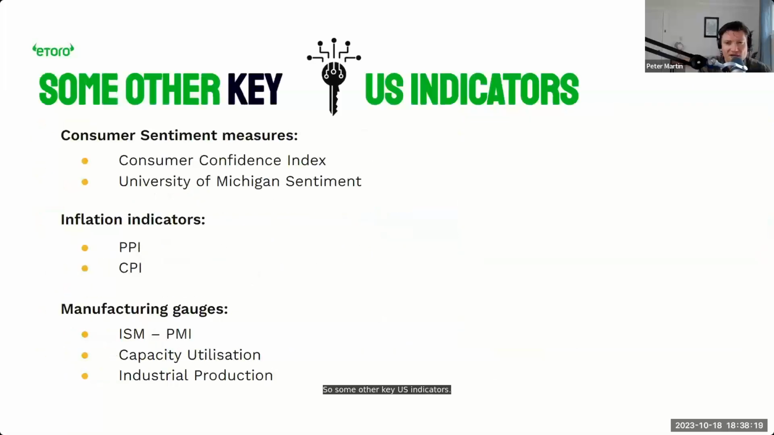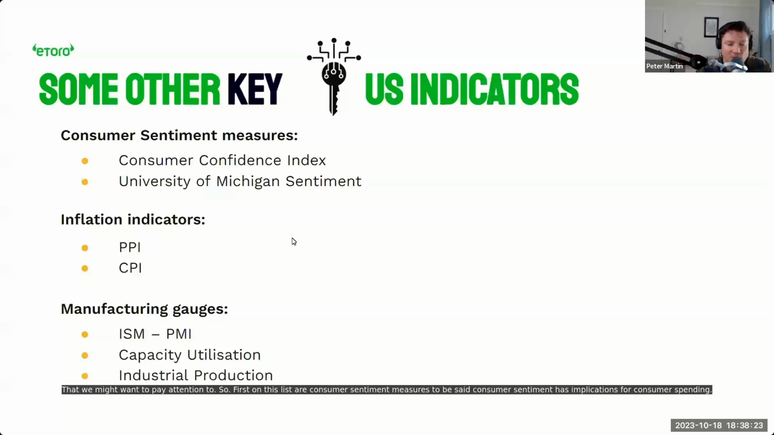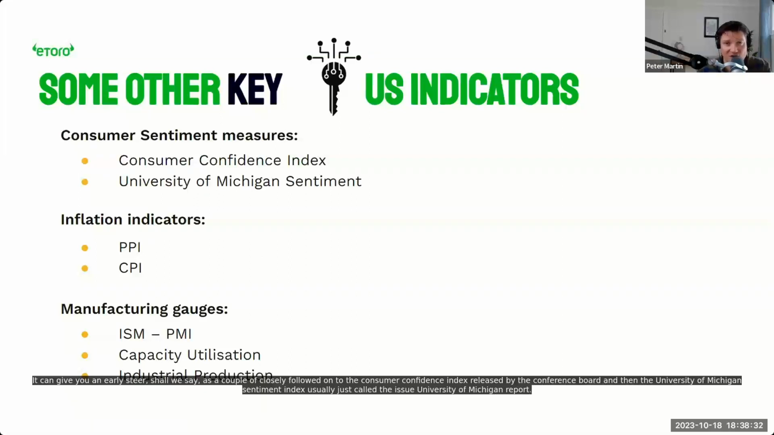So some other key US indicators that we might want to pay attention to. First on this list are consumer sentiment measures. We said consumer sentiment has implications for consumer spending. It can give you an early steer, shall we say. There's a couple of closely followed ones.